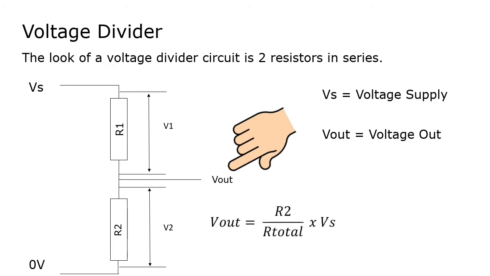Anyway, the formula that you can use for voltage out is R2 divided by the total resistance, times your voltage supply. So that's how you usually use it, and we can change this around as well, but a more common one to use is V1 over V2 is equal to R1 over R2. So you're looking at the relationship between the voltage over the resistors and the resistors themselves.